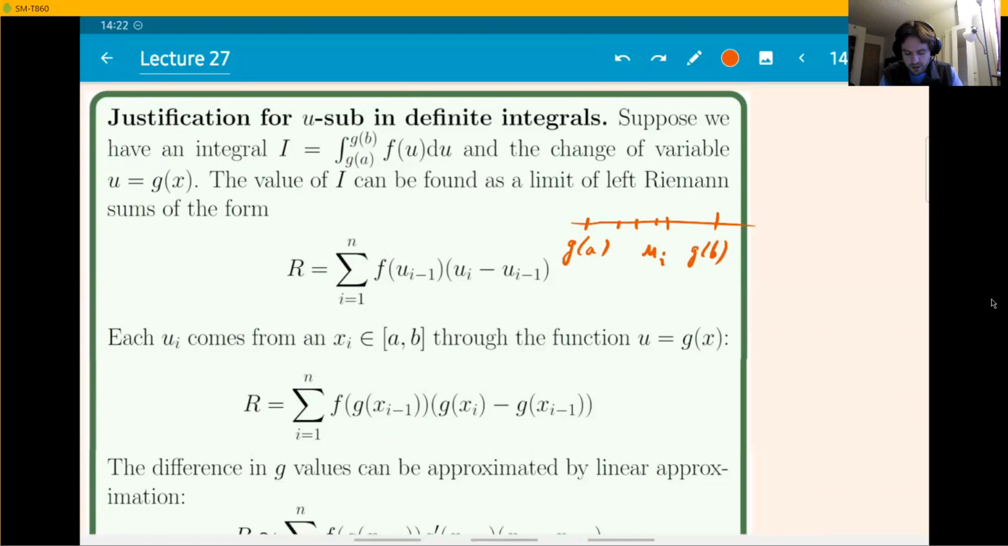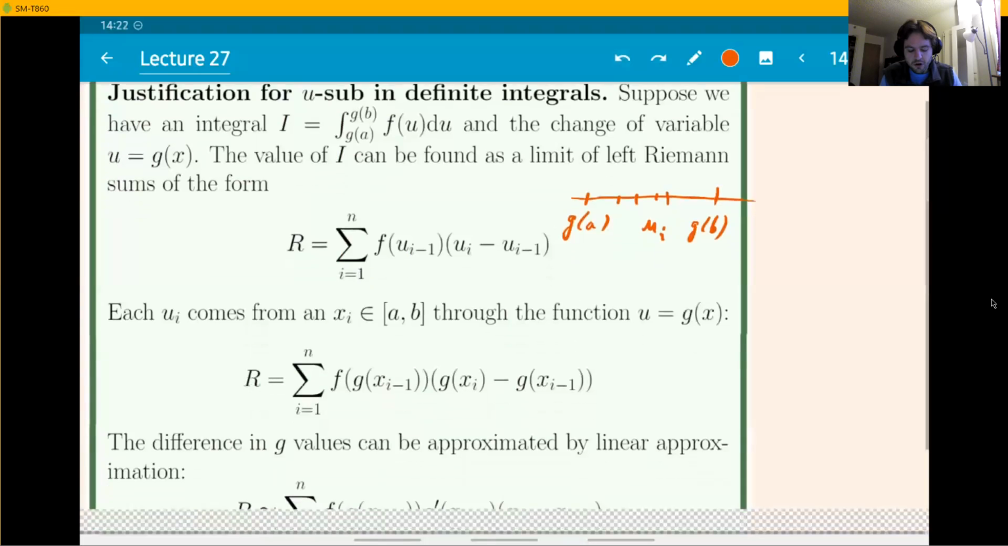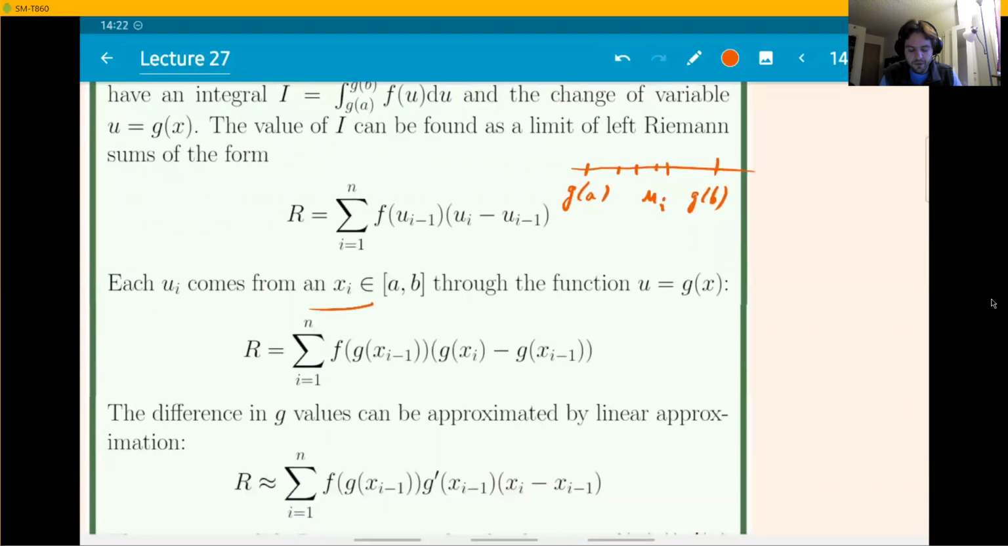But the u's that subdivide this interval, they all come from an x between a and b, because u is g of x. Remember, u is just a new variable in terms of x. So instead of writing the little u's, we can also write g of little x's. That's all I did to replace the original expression with this one now. You see, instead of u_{i-1}, I have g of x_{i-1}. Similarly here.